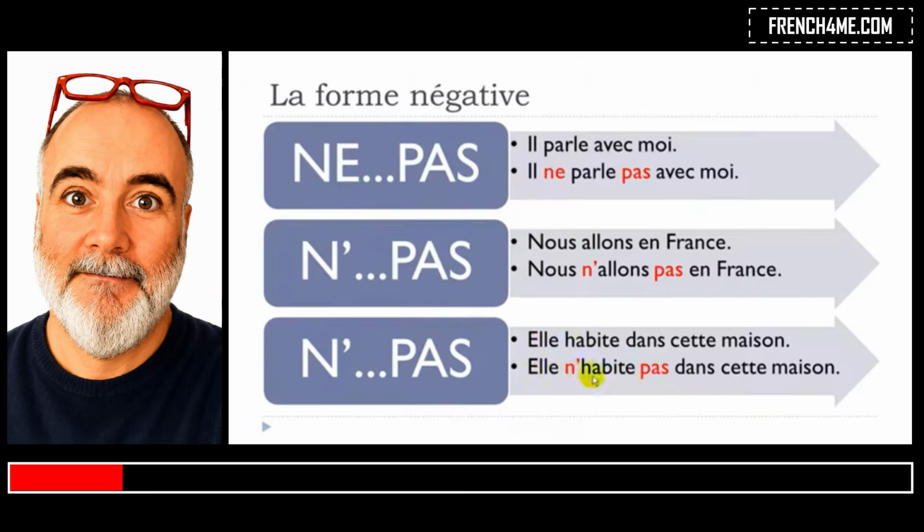Elle n'habite pas dans cette maison. So, elle habite, she lives or she is living, in this house. Elle habite dans cette maison, and then negative form. Elle n'habite pas dans cette maison.